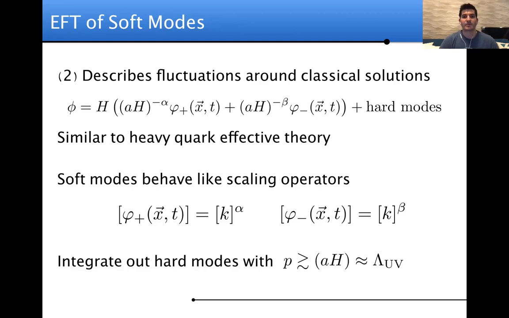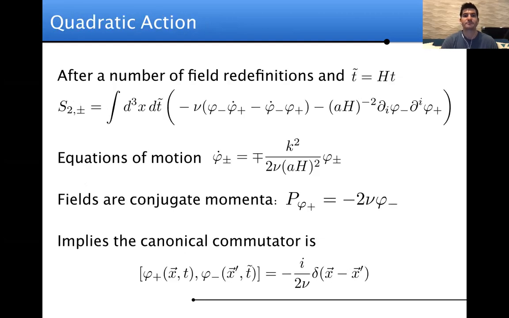This way of constructing the effective theory then has the nice feature that phi plus and phi minus are like scaling operators. So we can think of them as carrying dimensions of the long co-moving momentum k to the alpha or k to the beta. Of course, in addition, we're going to have the hard modes, which we integrate out, and one can show that this procedure of integrating out the hard modes gives rise to a local effective theory for the phi plus and phi minus.